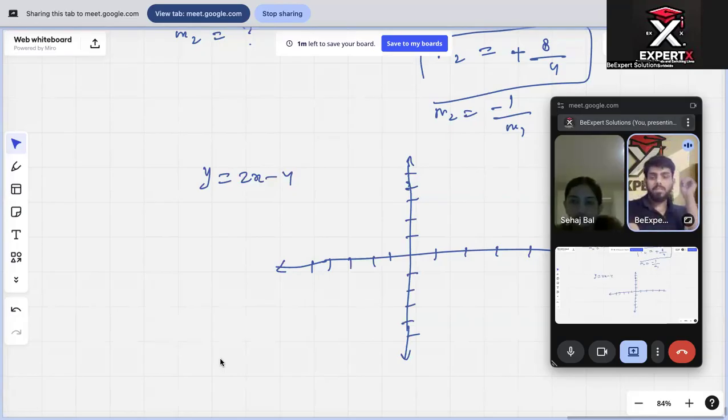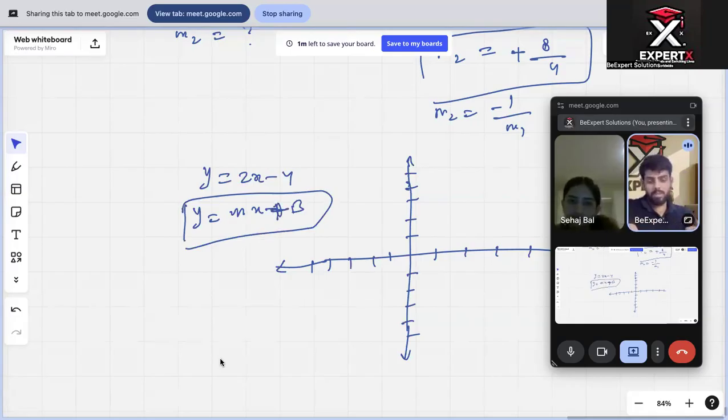The first thing we need to identify here is the slope and the y-intercept. The formula is y = mx + b. The y-intercept is equal to your b, which is minus 4, and your slope is 2. The first thing you will mark is the y-intercept, because your b is negative 4. So you mark the negative 4 here. This is negative 4.